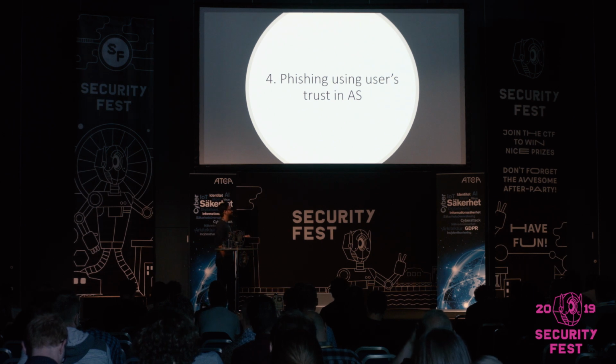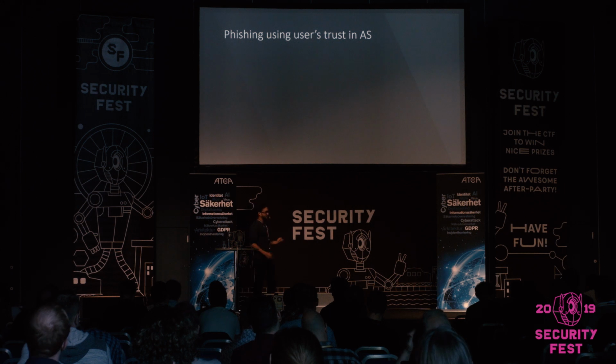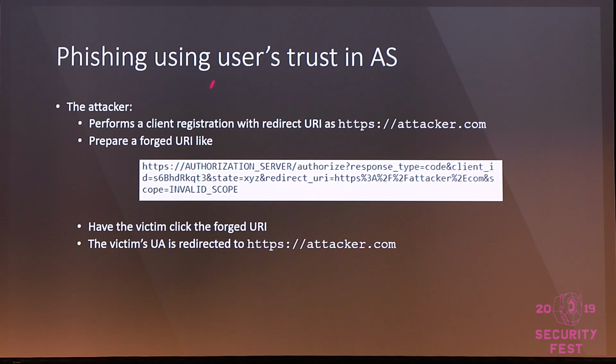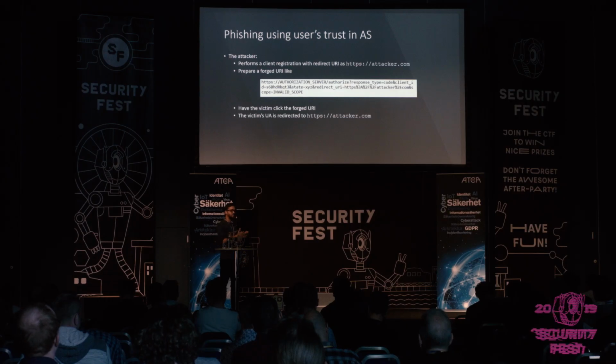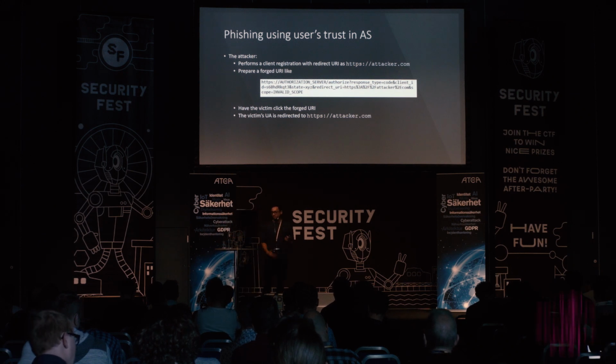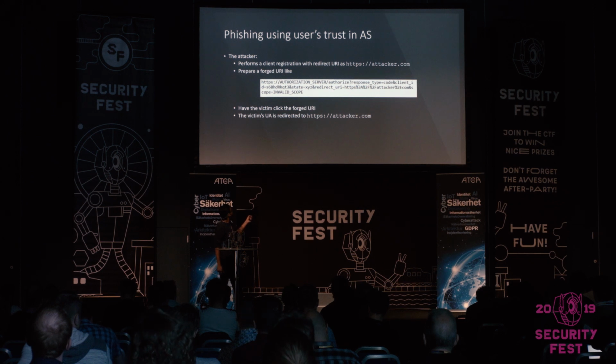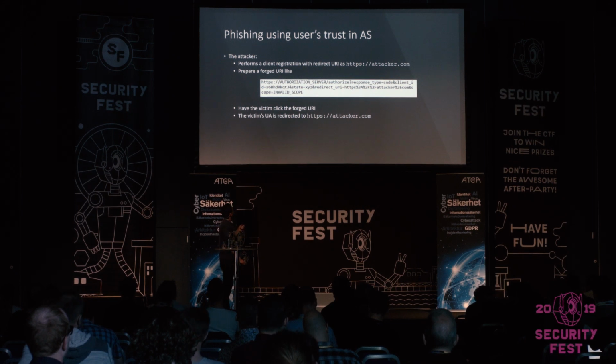So phishing using user trust in auth servers. So this is a simple example, pretty straightforward, where you are misusing the trust that the user has in the authorization server. So what you're going to do is you can register, or an attacker can register with the authorization server with this particular redirect URI. So basically, he's registered a malicious client on the auth server. And then it can send a forged URI to the user. Since the URI has the authorization server's FQDN, the user will trust it. And he may click on it.